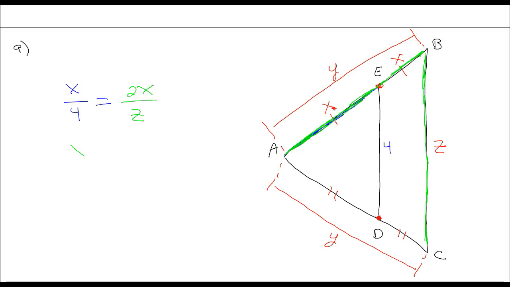Alright, so if I cross multiply this, xz is equal to 8x. Divide both sides by x. The x's cancel on both sides, and so z is equal to 8, which is the segment that I'm looking for.